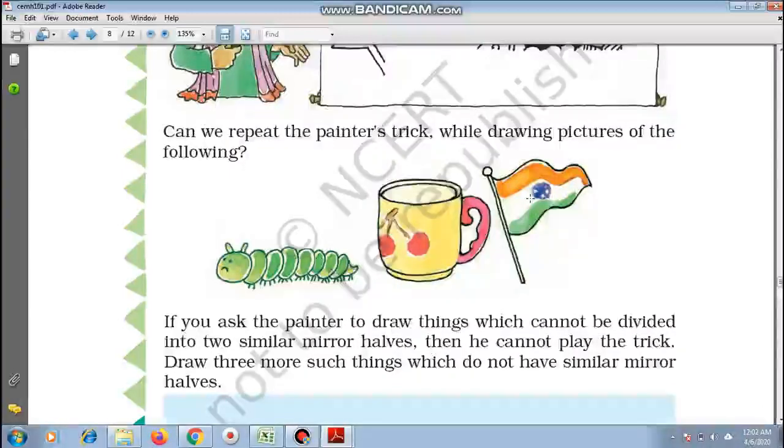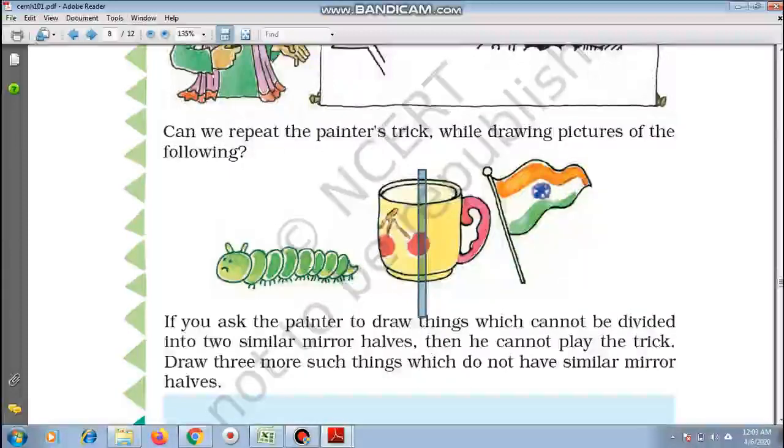Look at the flag of India. If I make the half of it like this, will it be the same? No, because there is a color difference. And if I do it vertically, again it will not be the same. Same is the case with this cup. I cannot make it half like this or like this. What about this caterpillar? Can I make a half of the caterpillar?